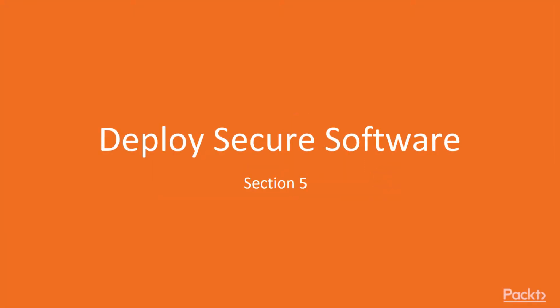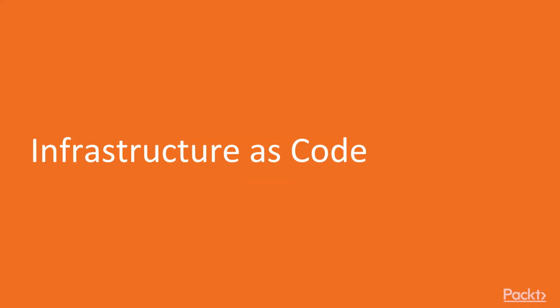Deploy secure software. In this section, you will see how to automate the software deployment process by treating infrastructure as code. You will see chaos monkey style testing to examine how a system behaves in unusual circumstances. Infrastructure as code is the first video of this section. In this video, you will see how the configuration of infrastructure should be secured.